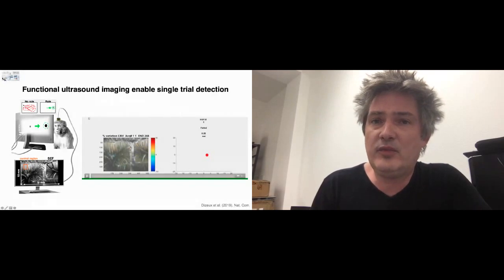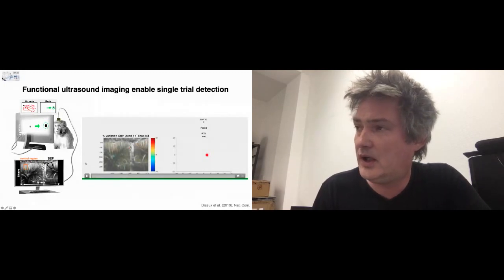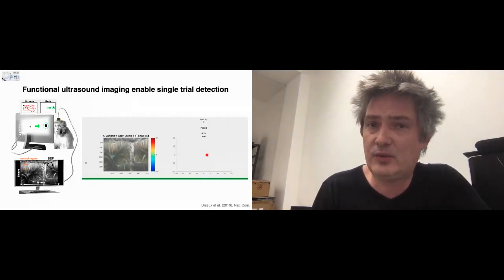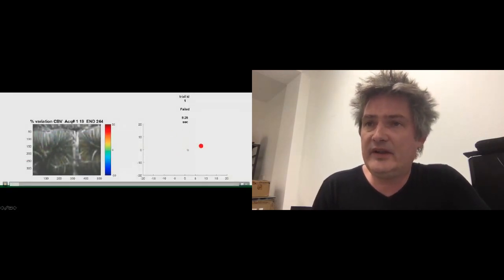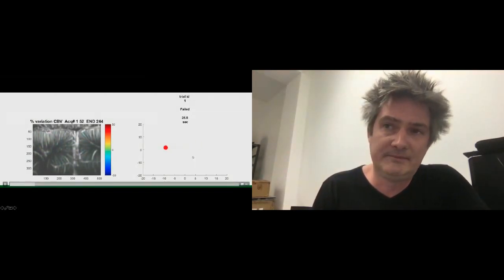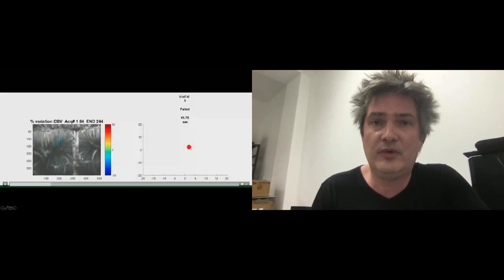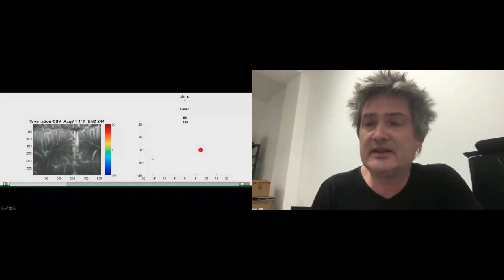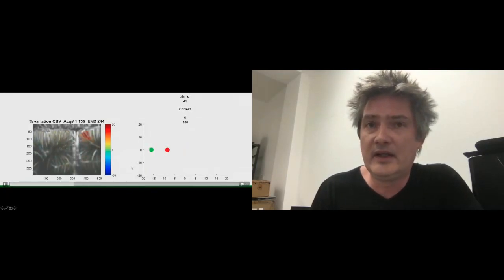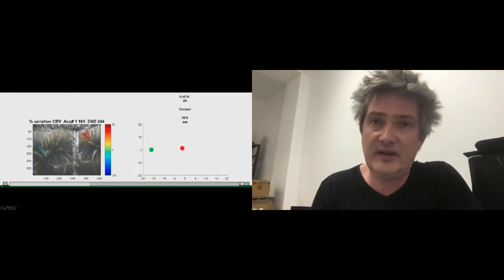Here what the monkey has to do is wait for an instruction to start the task. So we will record the brain activity while he's not doing anything. What you have on your right is the position of the eye of the animal, where he is waiting for the cue to start the task. And here you have, in real time, the modulation of cerebral blood flow. After 1 second, you see the instruction coming here, and you can see in real time the change in cerebral blood flow in the region of the supplementary eye field here.